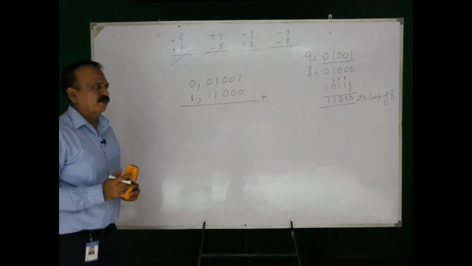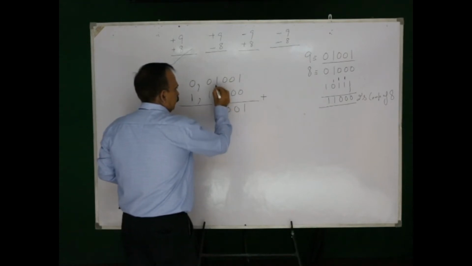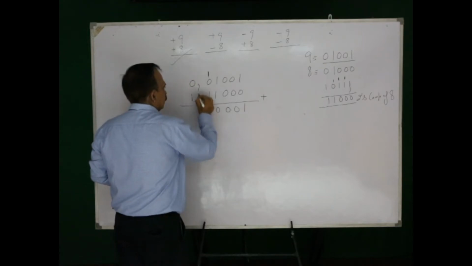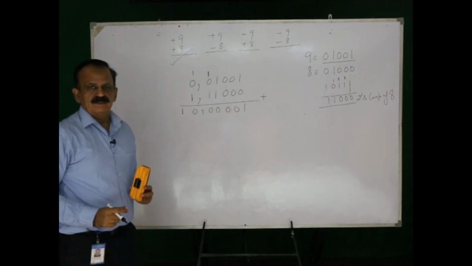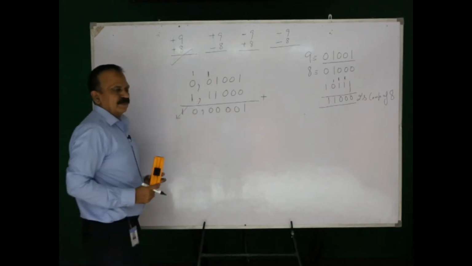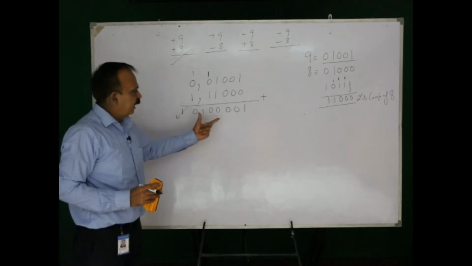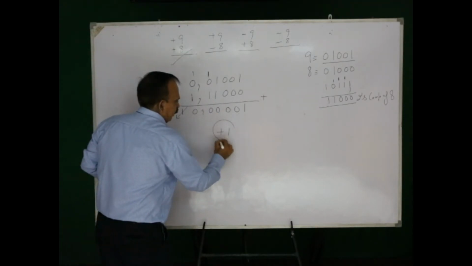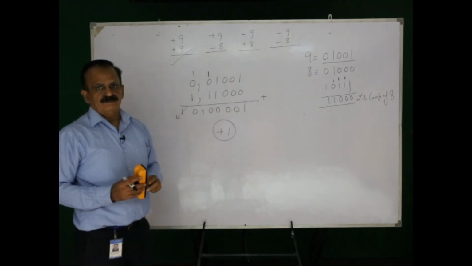Add the two, it is 1 0 0 1, 1 plus 1 is 0, the carry is 1, 0, the carry is 1, 0 and the carry is 1. Since it is the 2's complement method, neglect the carry. If I neglect the carry, this sign indicates that the number is positive and this is the magnitude of the number. Positively the number is going to be plus 1, and this should be the result for this subtraction.